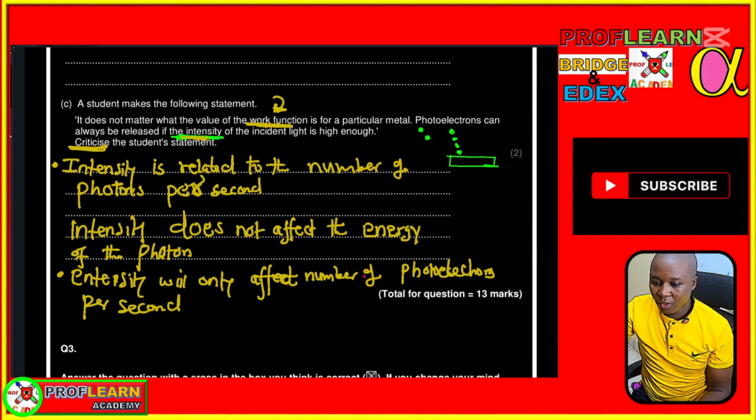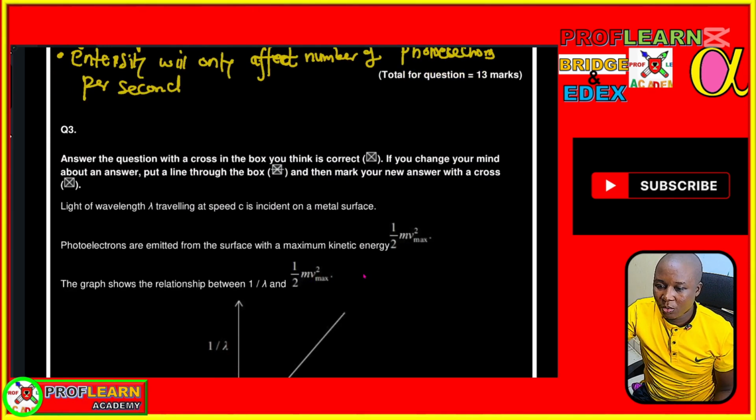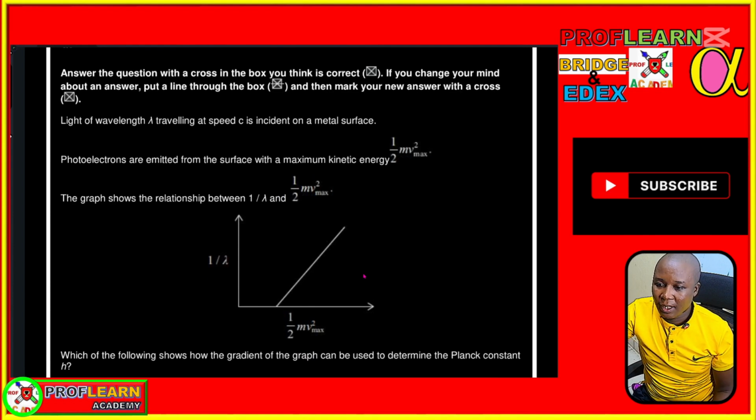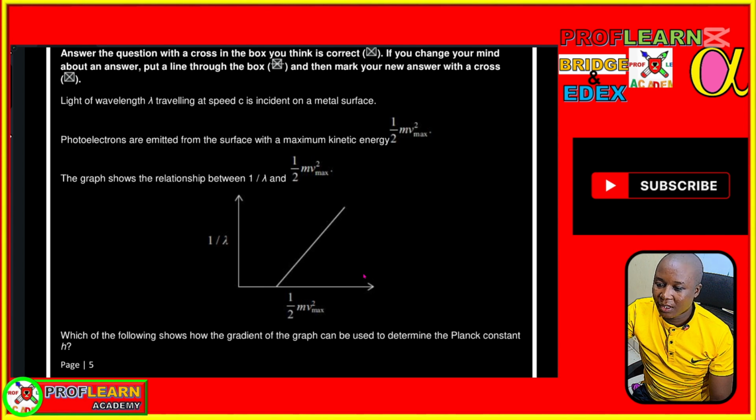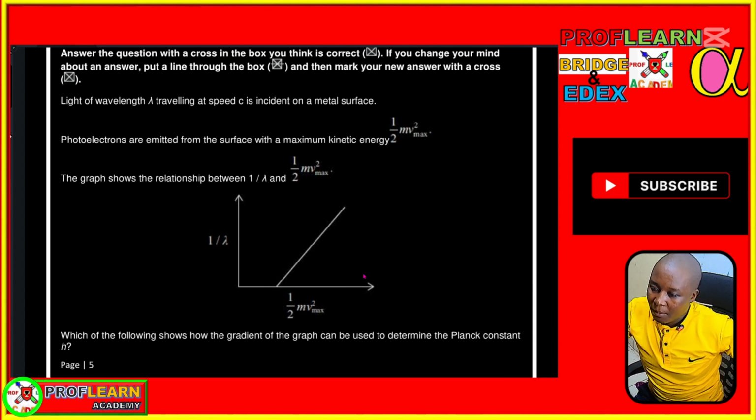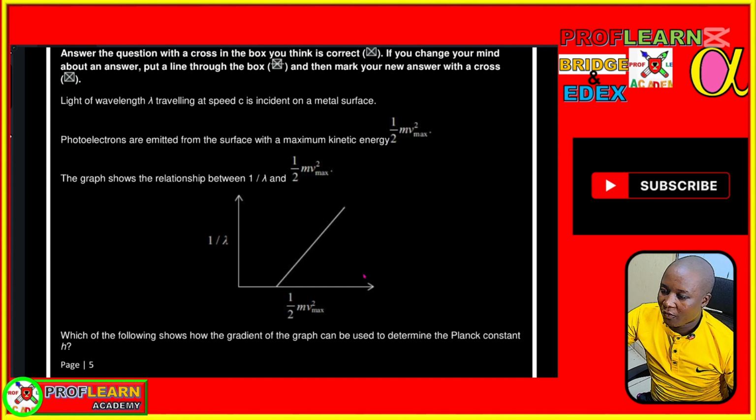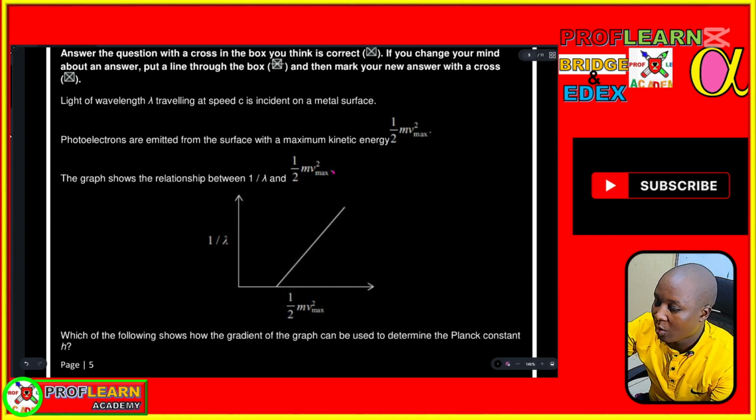So we need to move also to question number 3, to see what the question is about. We are told that light of wavelength lambda traveling at the speed of c is incident on a metal surface. Photoelectrons are emitted from the metal surface with a maximum kinetic energy. We are told that a graph of 1 over lambda against 1 over 2 mv squared is drawn. So where is this graph coming from?